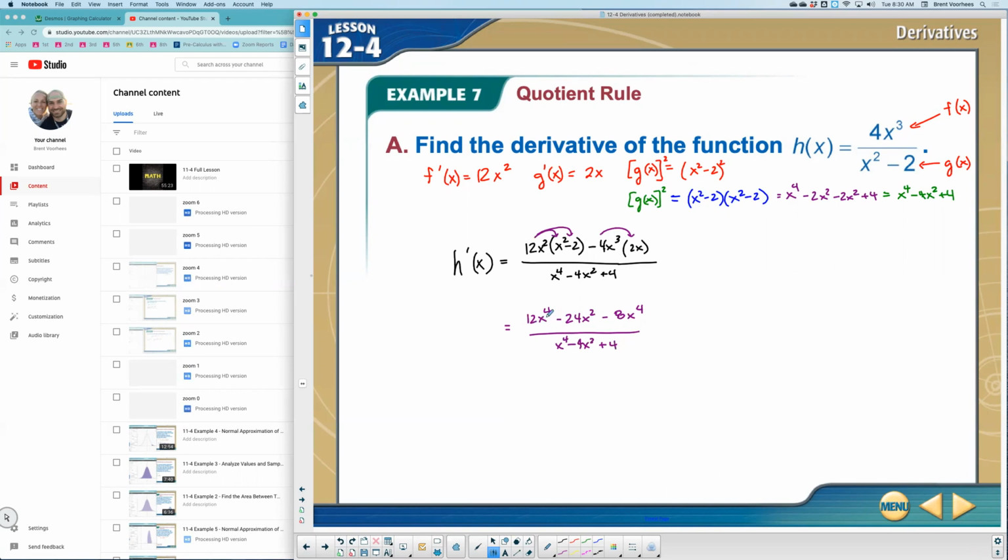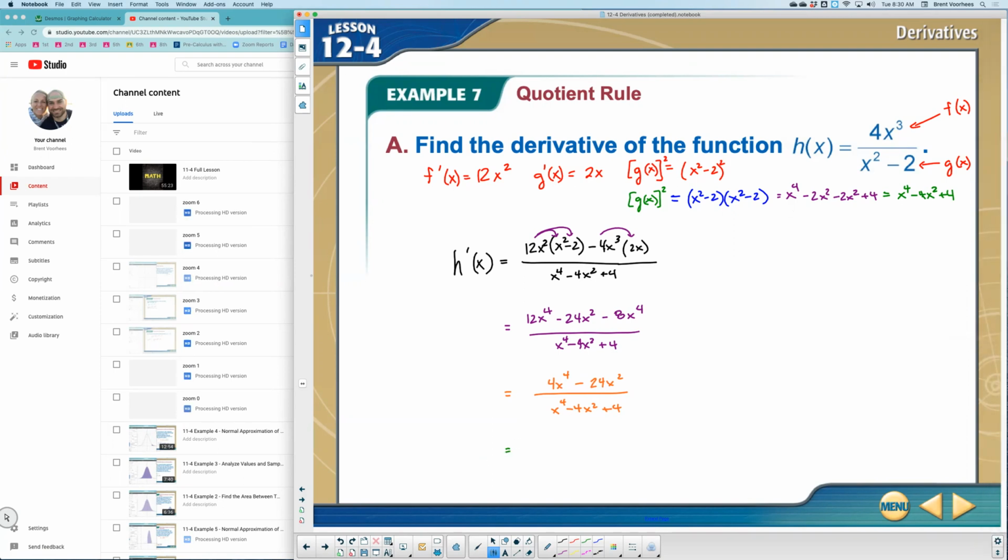Okay, and now I can see I have common terms here. So if I wanted to combine my like terms, 12x to the fourth minus 8x to the fourth will be 4x to the fourth, 4x to the fourth minus 24x squared. All this is over x to the fourth minus 4x squared plus 4. And you could do a GCF up in the numerator just to kind of simplify, to try to factor. So this here would be factored form for the denominator. You can look to see if anything will cancel.